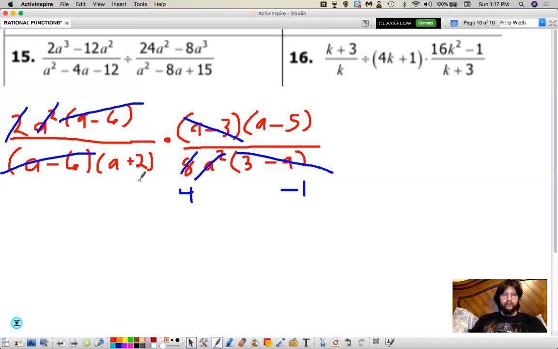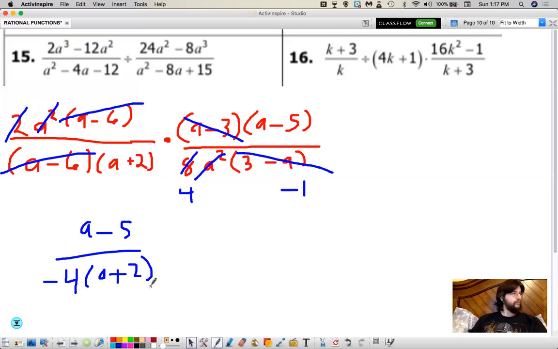So let's see what we're left with. We've got a minus 5. And that's a -4 times a plus 2. Leave it like that. If you'd had the -1 in the numerator, you'd have brought it down to the denominator the next step anyway. So yeah, I had a constant down here, so I figured that'd be a good place for my negative.